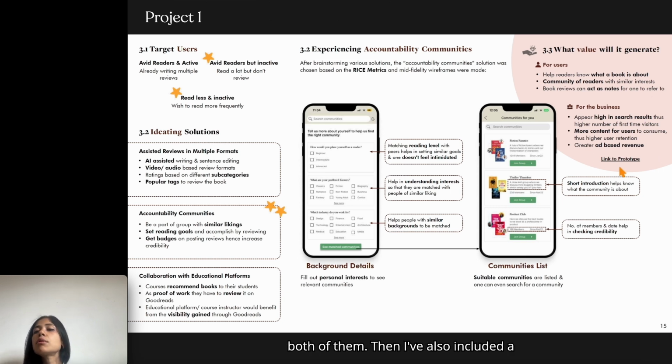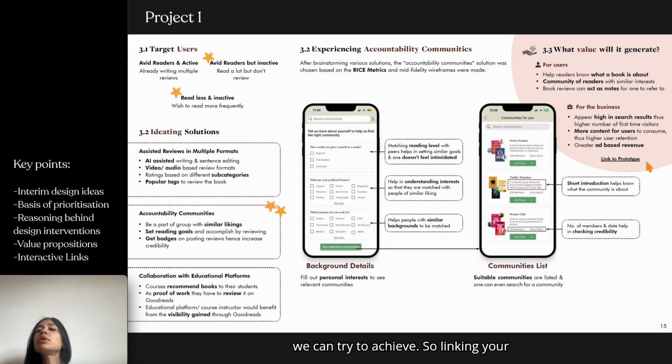Then I've also included a link to the prototype. So I know that PDFs are not that interactive if you compare them to a web page, but whatever is possible within this landscape is what we can try to achieve. So linking your prototypes can be quite handy because you can't always give all the screens of the flow on a PDF page. So that makes it a little more interactive in that sense.